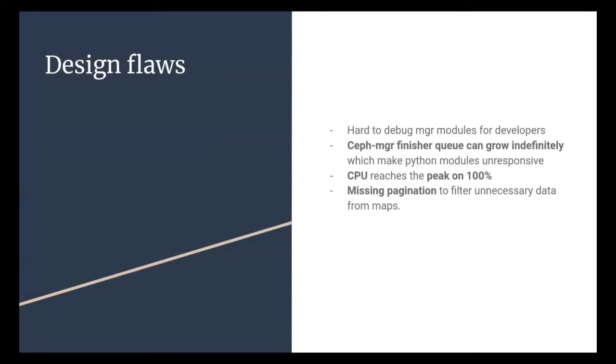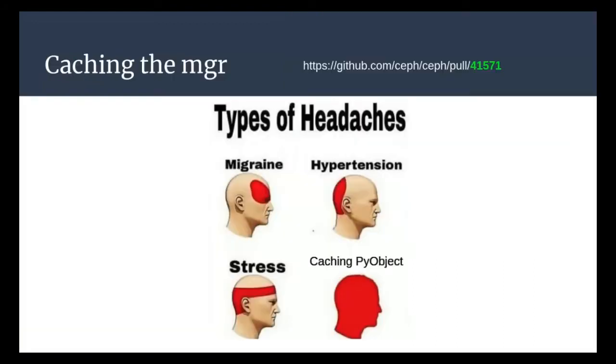Regarding this, we have seen some design flaws. Well, as I said before, it is hard for developers to debug the manager modules. Ceph managers take quite a long time. The queue takes quite a long time. The CPU reached the peak, and we realized there is a lack of pagination to filter unnecessary data from the maps. So for further analysis and data, I will leave you with Perry to explain more about what we have found.